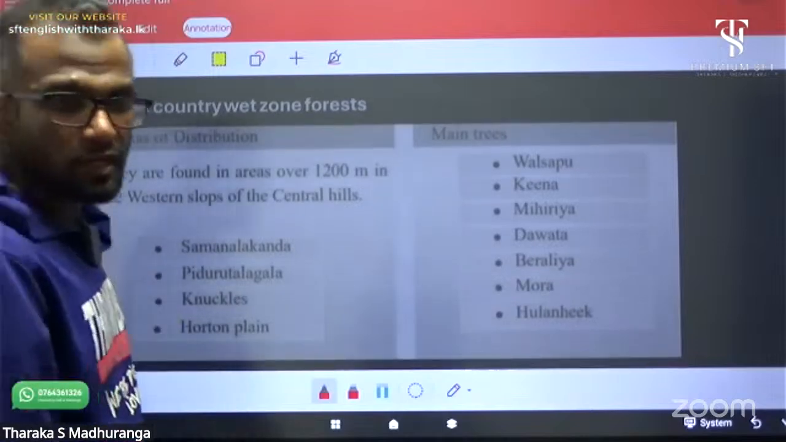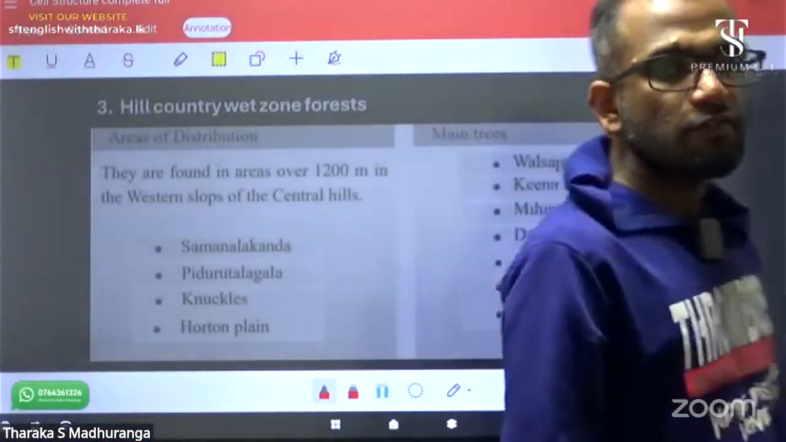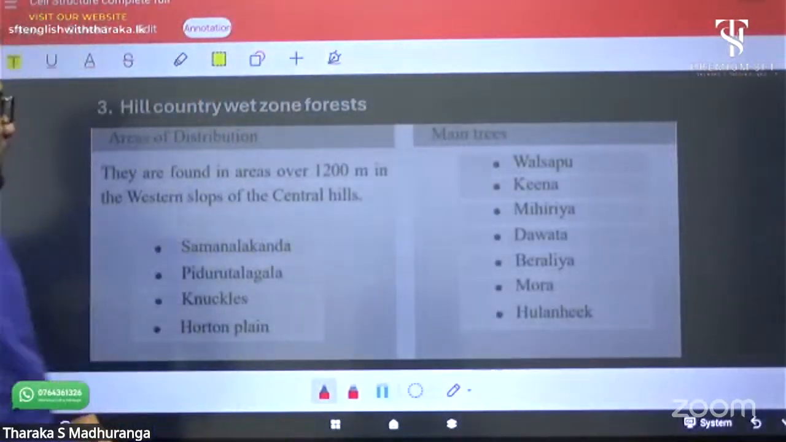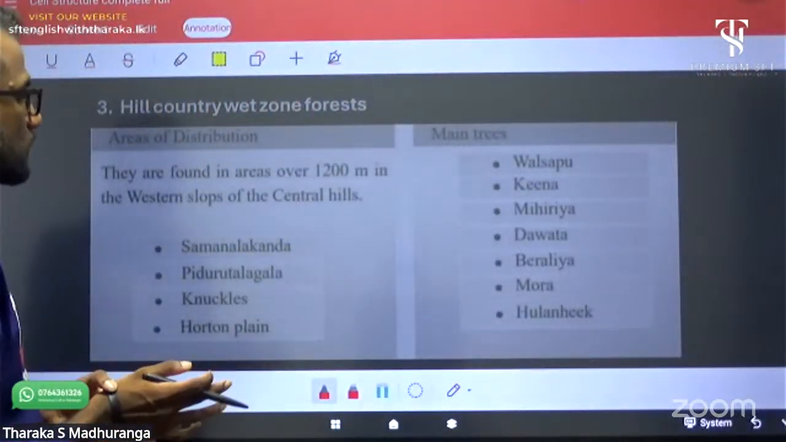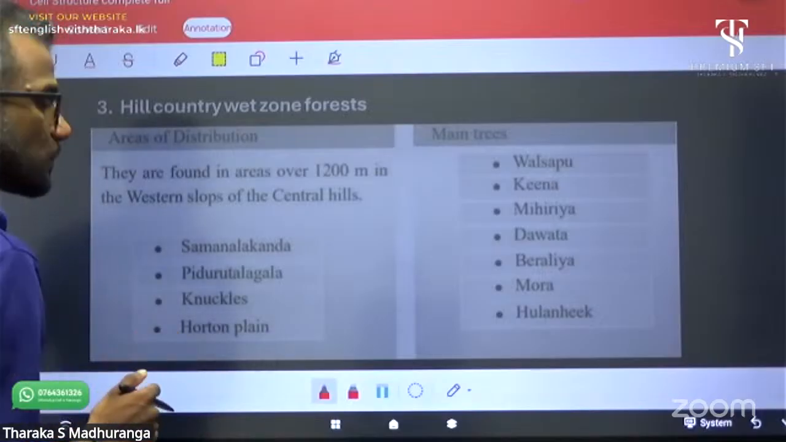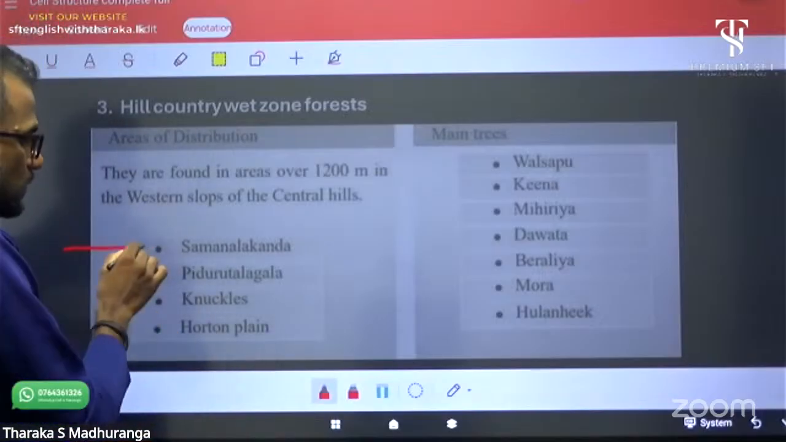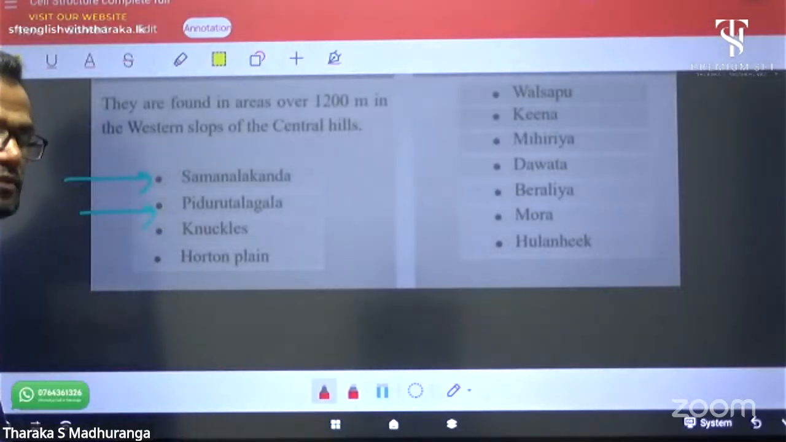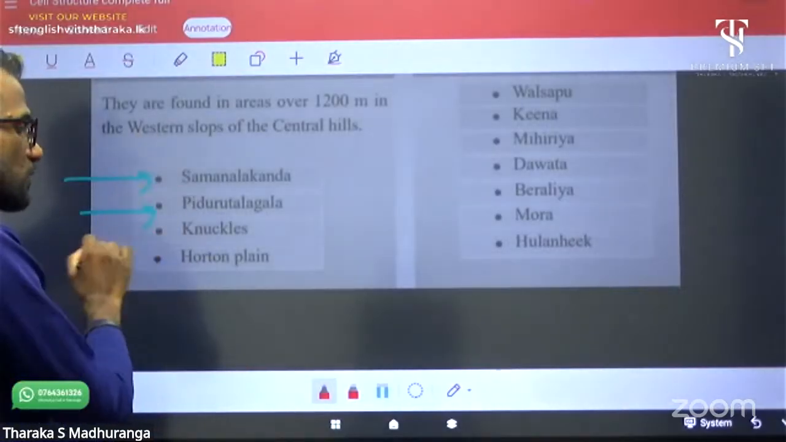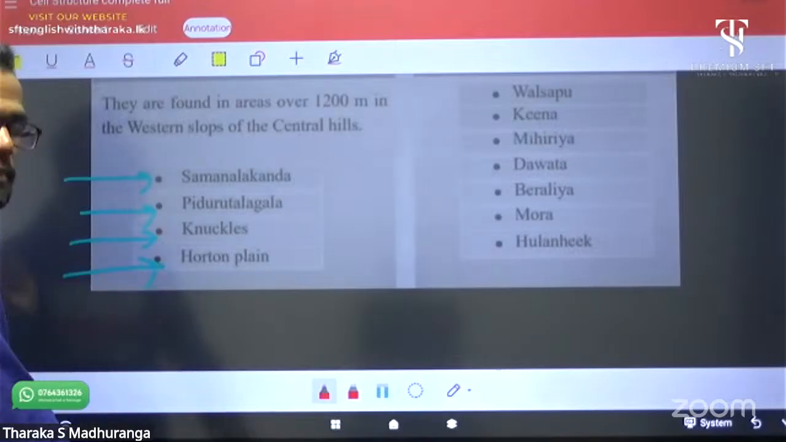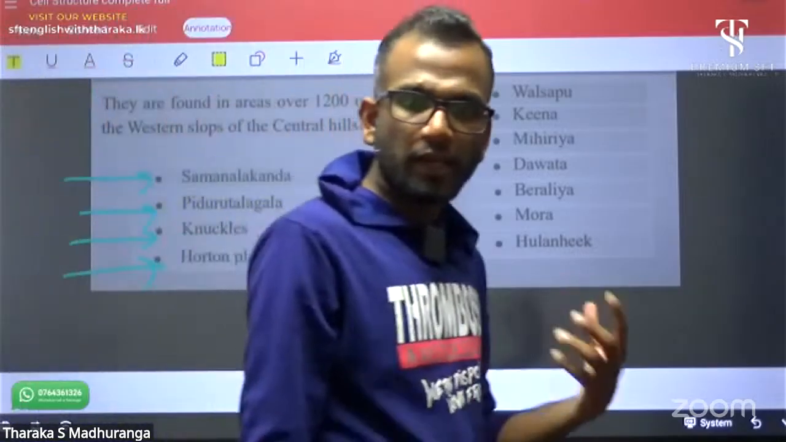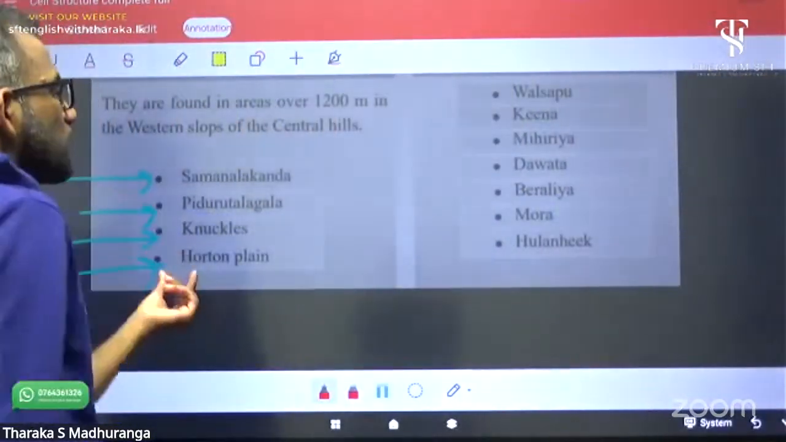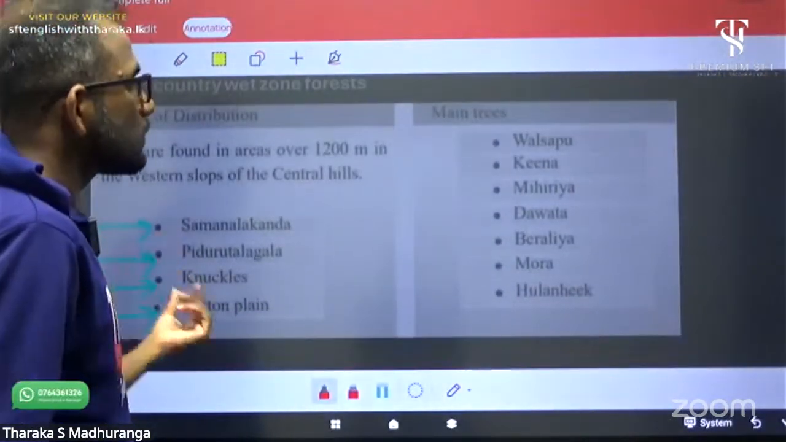Okay, let's see what are the examples for hill country wet zone forest. You already know Samanalakanda, meaning the Sri Pada area, Adam's Peak area, and Pidurutalagala. Yeah, it's hill country. Knuckles and Horton Plains. Easy to remember, right? All mountain forests are wet zone, hill country wet zone.